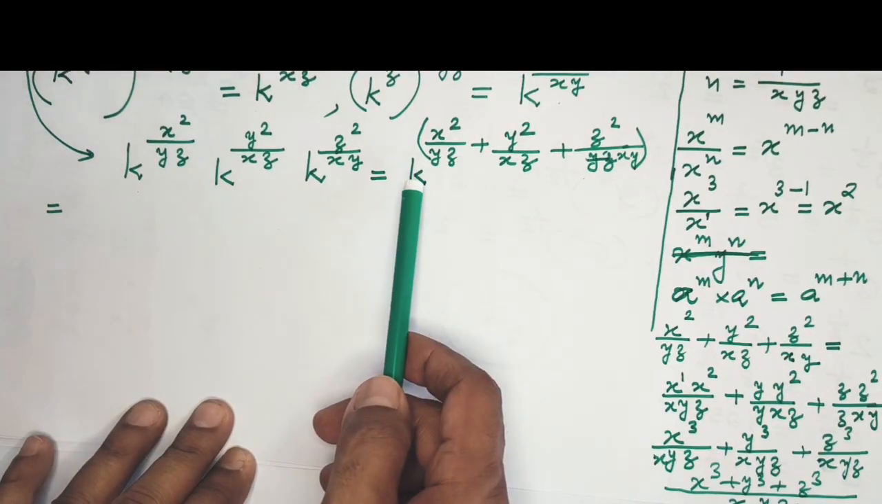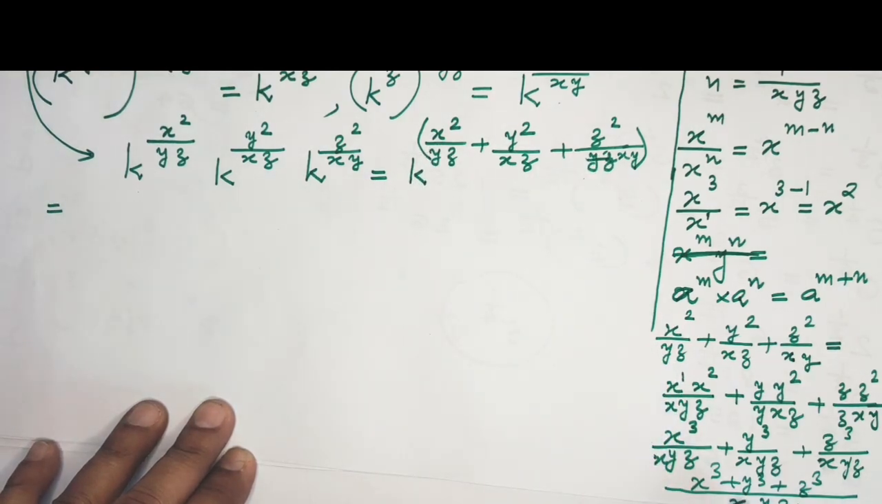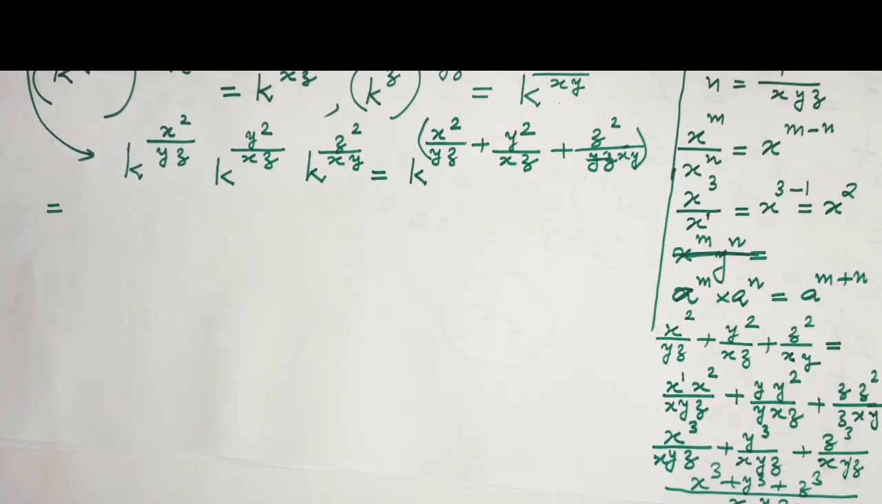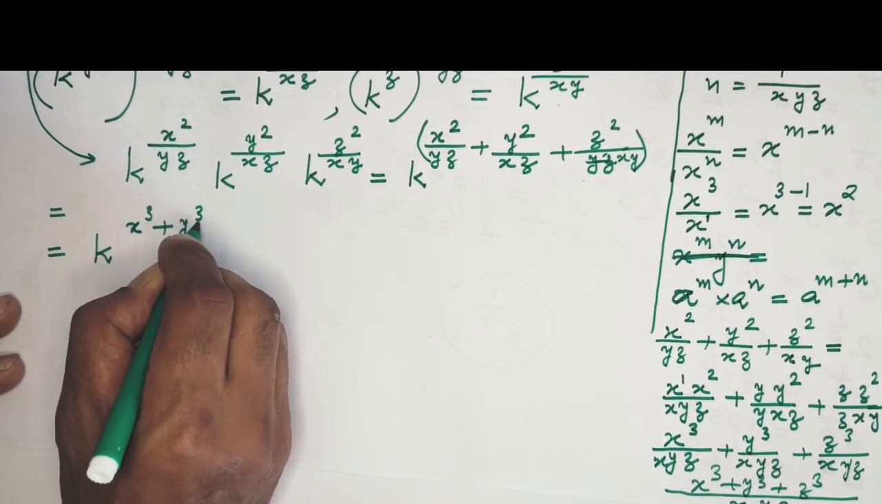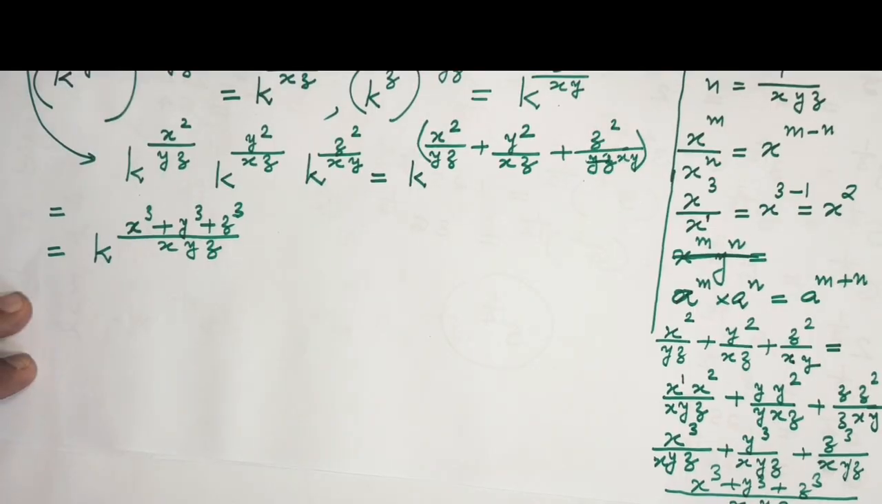So the power of k, which is this expression, we have simplified into this form. And let me substitute this for this. So you get k to the power of x cubed plus y cubed plus z cubed divided by xyz.